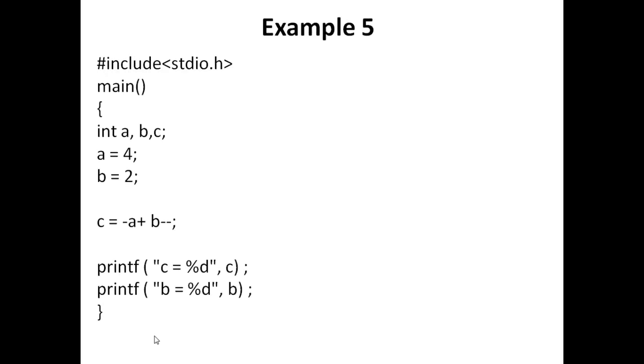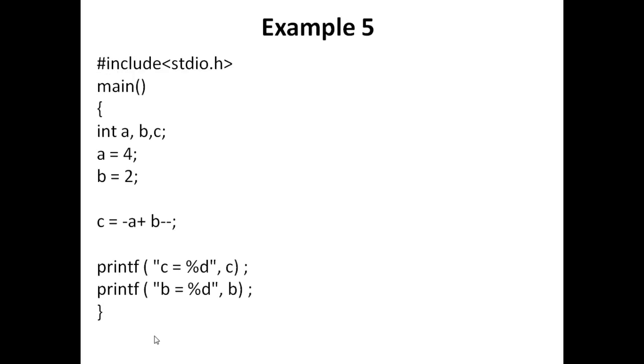If you see this second example, we have a post-decrement being applied on b. So 3 minus 4 plus 2, the output will be minus 2, and after the execution the value of b becomes 1.